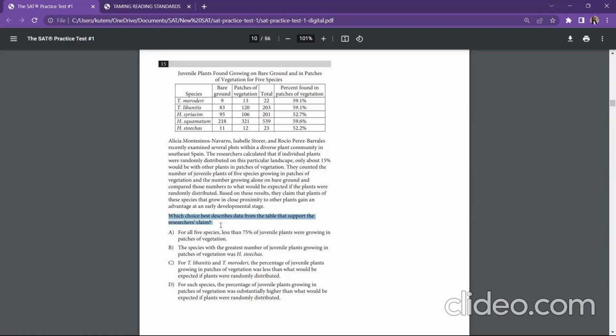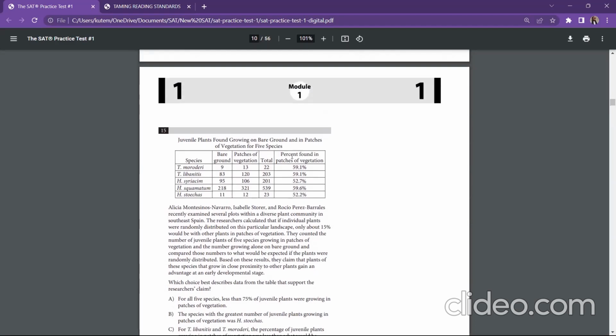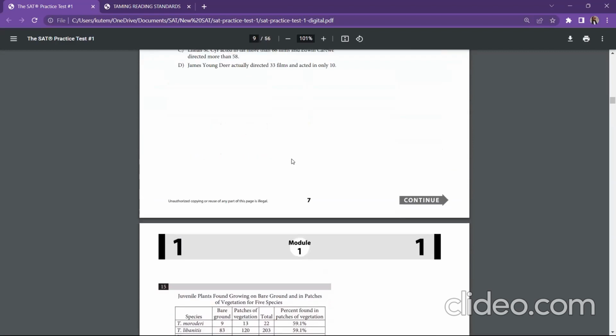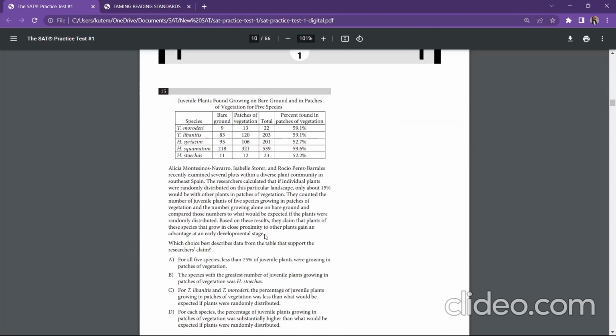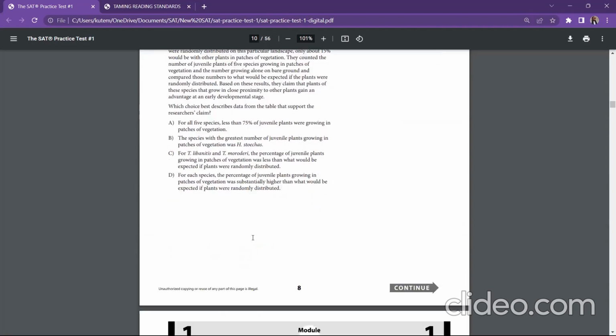Okay, so it's asking you to pick which data from the table supports a certain claim. And so this is going beyond just saying, oh, how much was it, what is the percentage found? It's not like you just look at the numbers, but you go beyond and connect it to the passage, which is why this is a reading question and not a writing question.